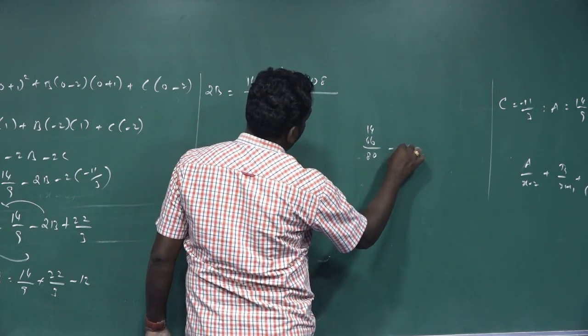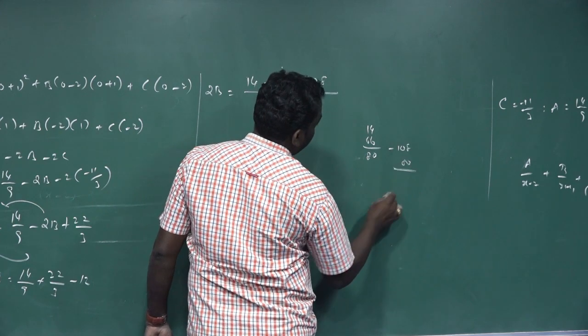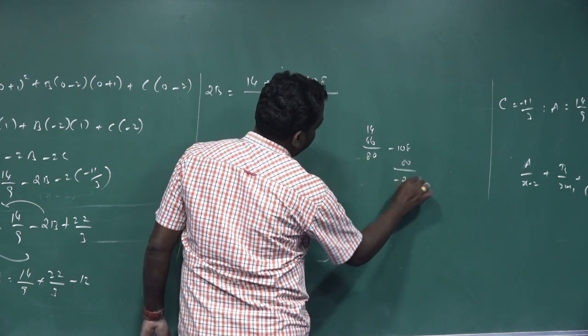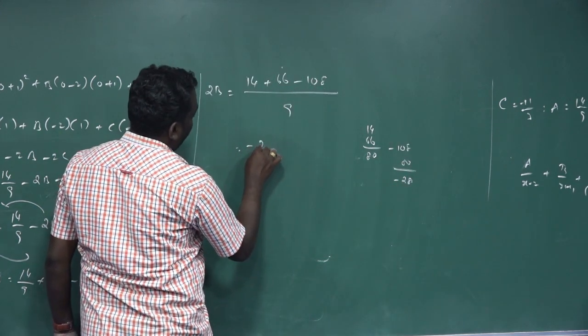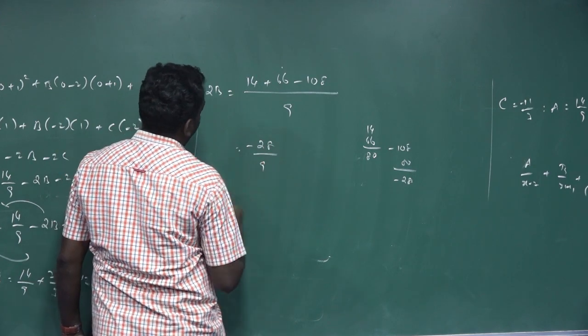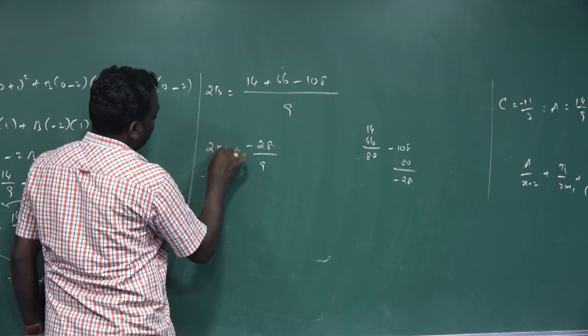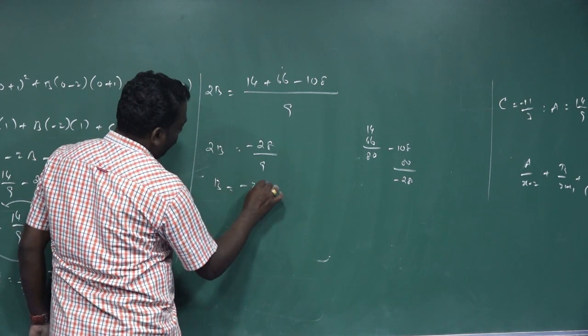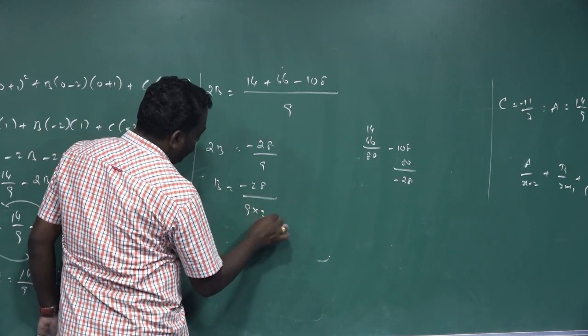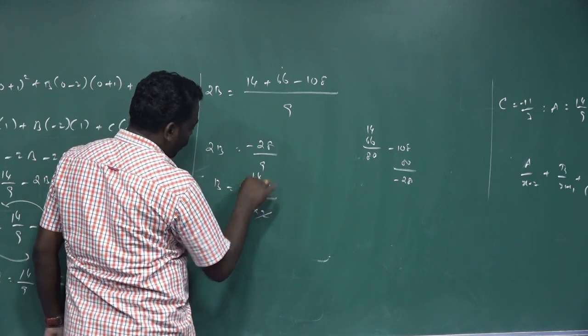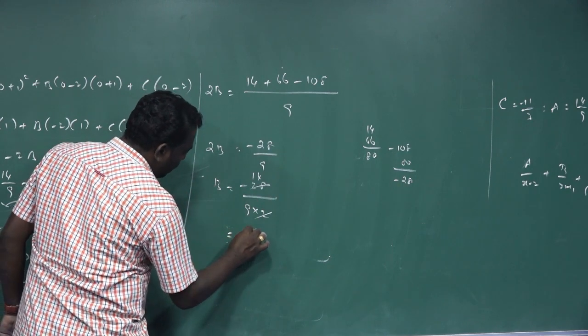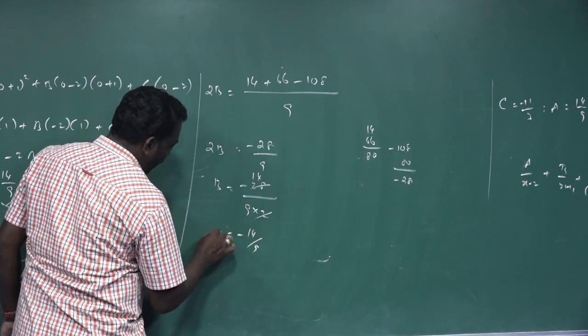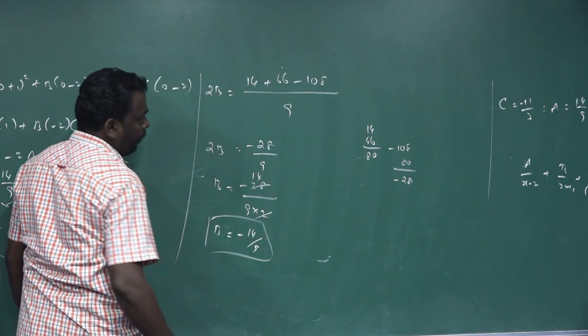Now minus 108 and 80, just add the values, it is minus 28. Therefore minus 28 by 9 is equal to 2b. Therefore b is equal to minus 28 by 9 into 2, cancel the term, that is equal to minus 14 by 9. That is the value of b.